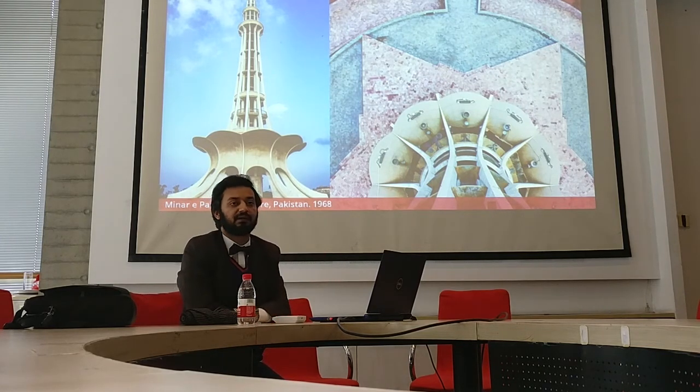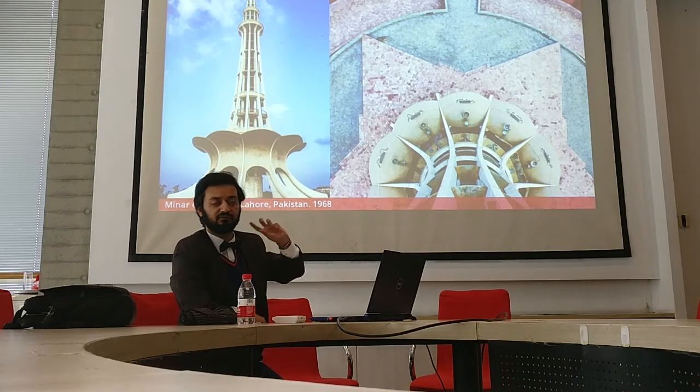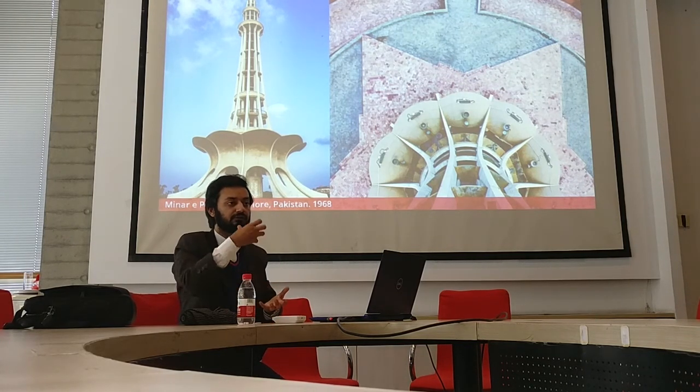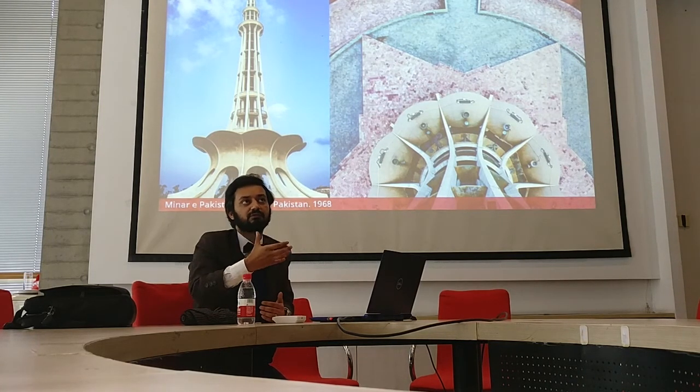This is called the Minar-e-Pakistan, or simply the Tower of Pakistan. Based on the same idea of the tower as the mosque, but because the tower was not functional for a long time, even this is simply a monument. It's not related to any religious practice, it's not related to any mosque. This is simply a monument to commemorate or celebrate a political victory.